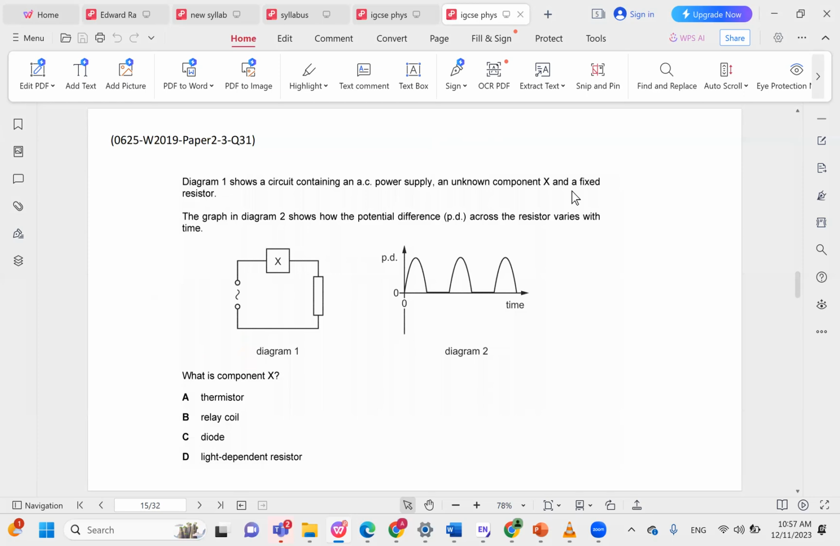Diagram 1 shows a circuit containing an AC power supply, an unknown component X, and a fixed resistor. The graph in diagram 2 shows how the potential difference across the resistor varies with time. What is component X? Of course, we've done this a number of times in this video. So this is the graph of a diode.